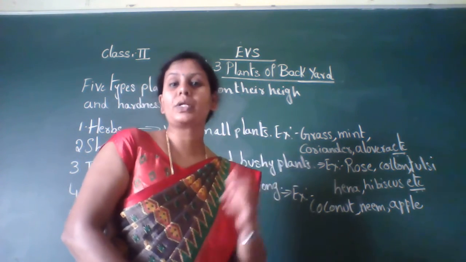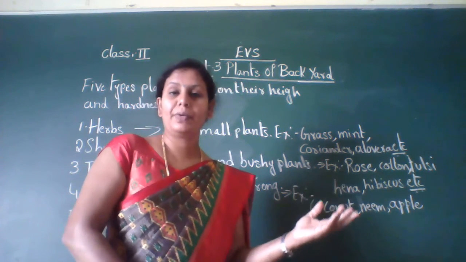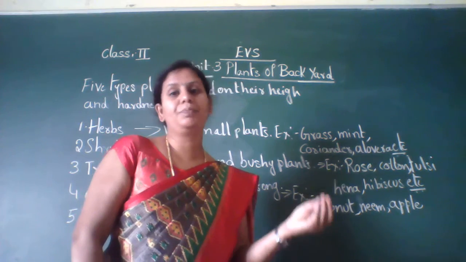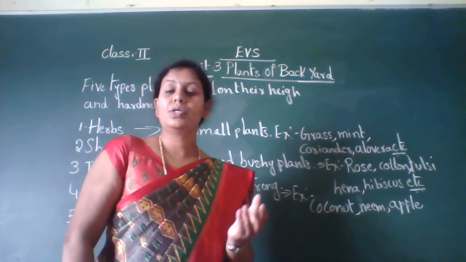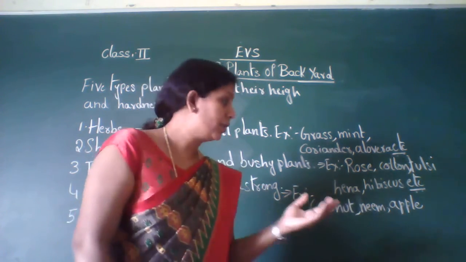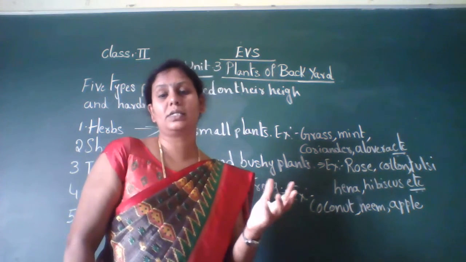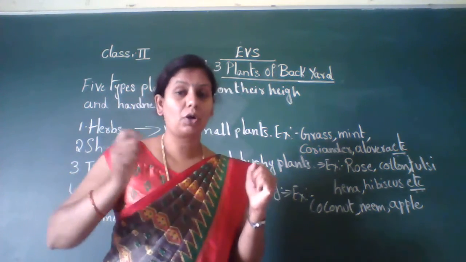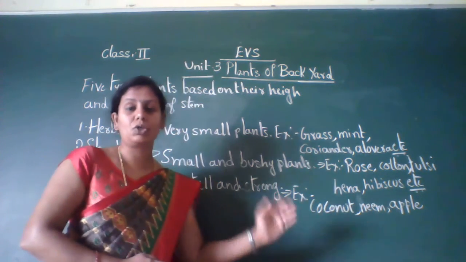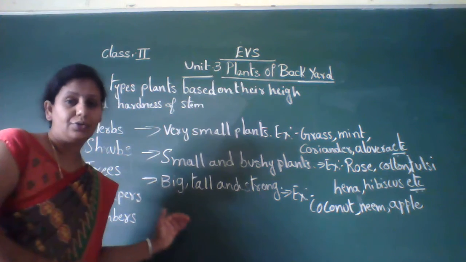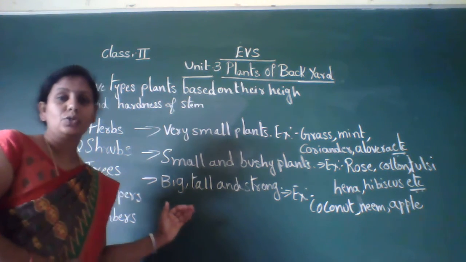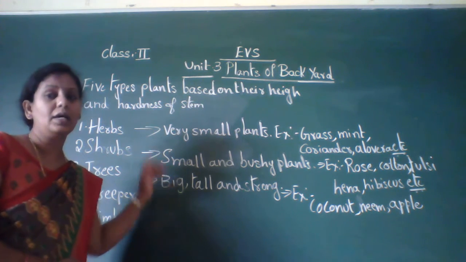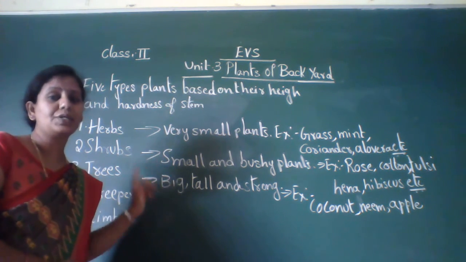So coconut tree, apple tree, banyan tree, neem tree, peepal tree, tamarind tree, then eucalyptus tree. So all these trees, observe the size, they are all very big, tall and strong. So big, tall and strong plants are called as the trees. Understood, children? So these three are the types. First three types of plants are herbs, shrubs, trees.